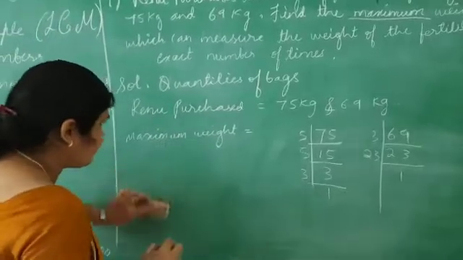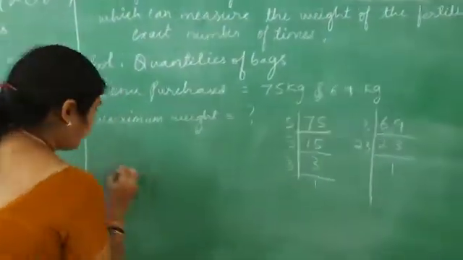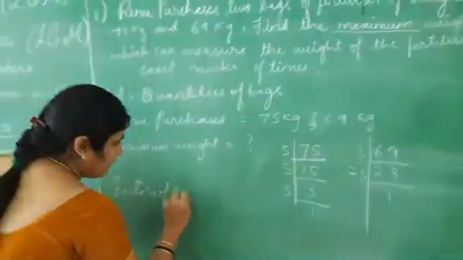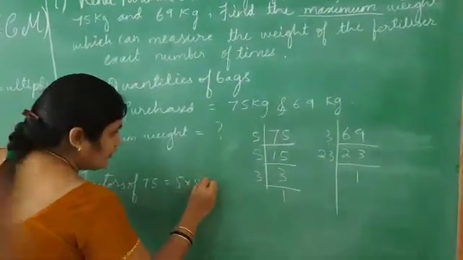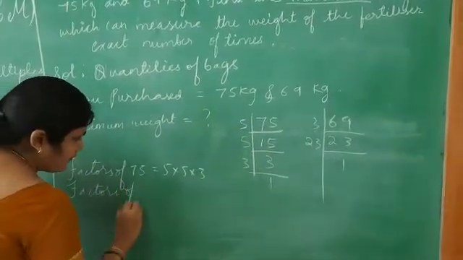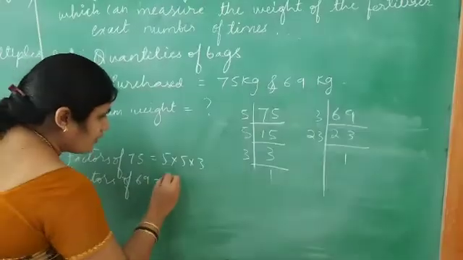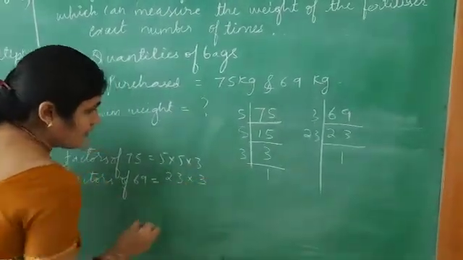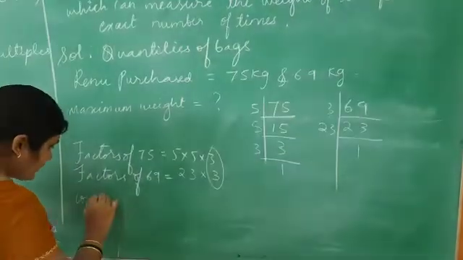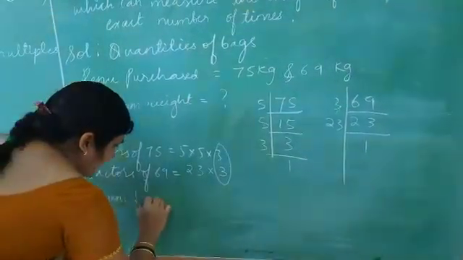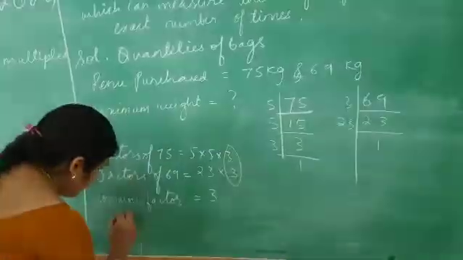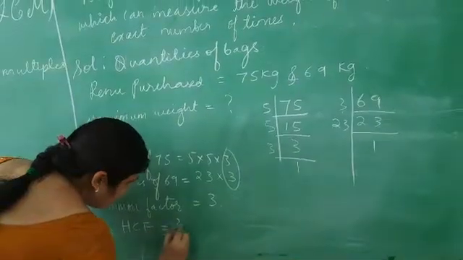First you write the factors, then go for common factors. Factors of 75 is equal to 5 into 5 into 3. Factors of 69 is equal to 23 into 3. So the common factor is equal to 3. Therefore, HCF is equal to 3.